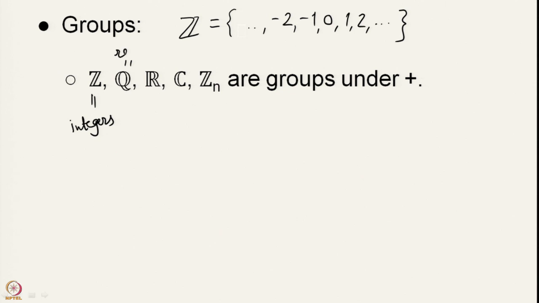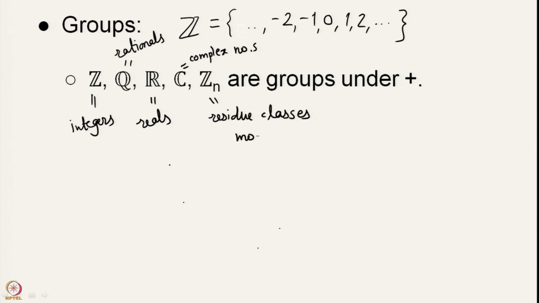these are the rationals, you may call them rational numbers, these are the reals, real numbers, these are the complex numbers, and these are our residue classes modulo n. All these form groups under addition, and this is something that we have seen already, or if you have not seen then maybe you should go back and see these things. These are all groups under addition. There are also groups under multiplication. So, these are the group.